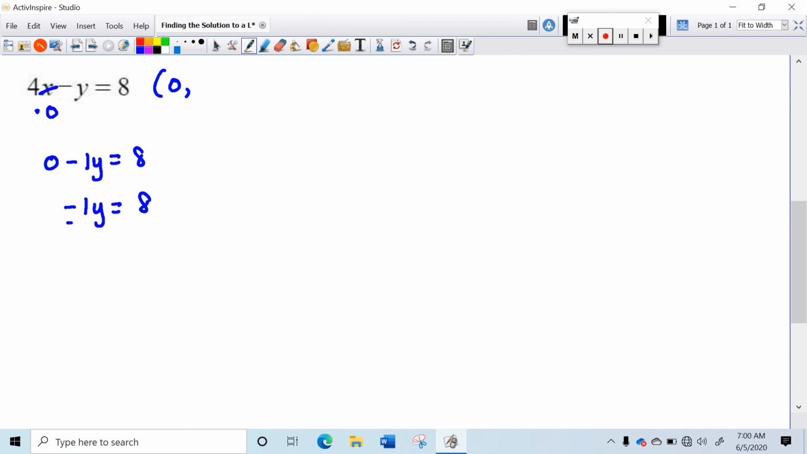I'm going to divide. This is negative 1 times y. The opposite of times is divide. So divide both sides by negative 1. Top cancels with bottom. Now I have a negative on the bottom, but I don't have a negative on the top to cancel it out. So it stays negative. And then divide. 8 divided by 1 is 8. So negative 8. 0, negative 8 is the ordered pair.